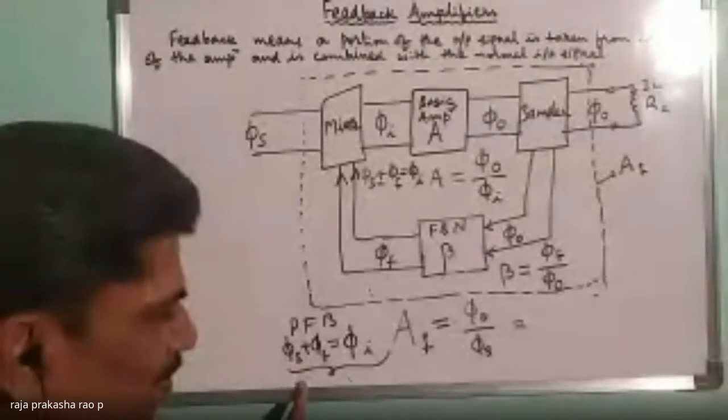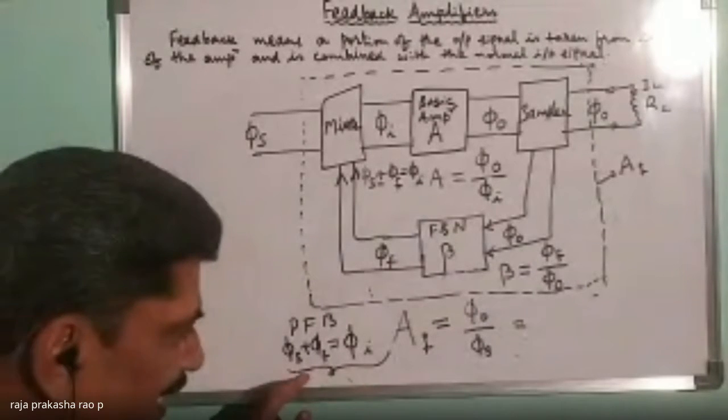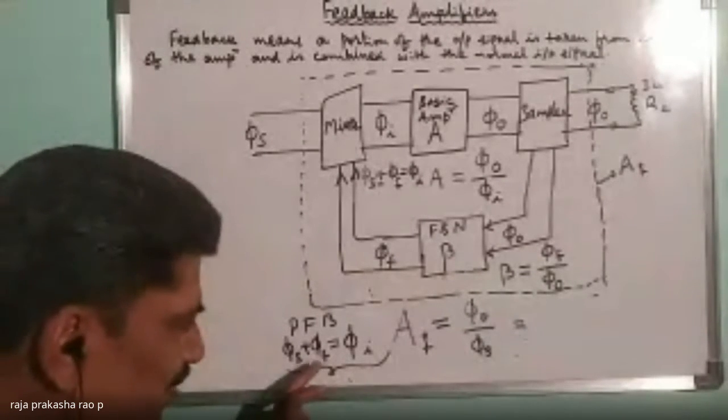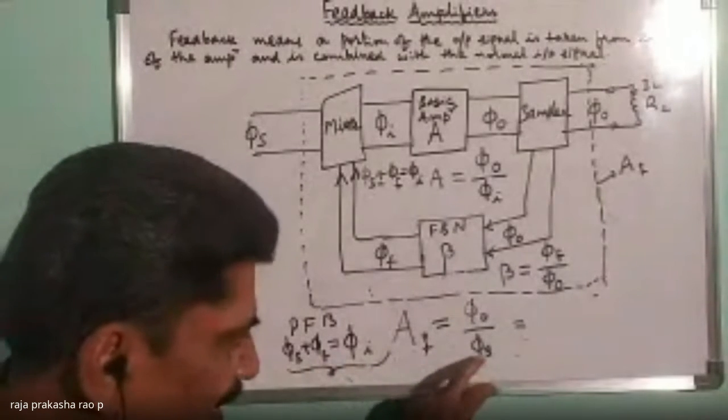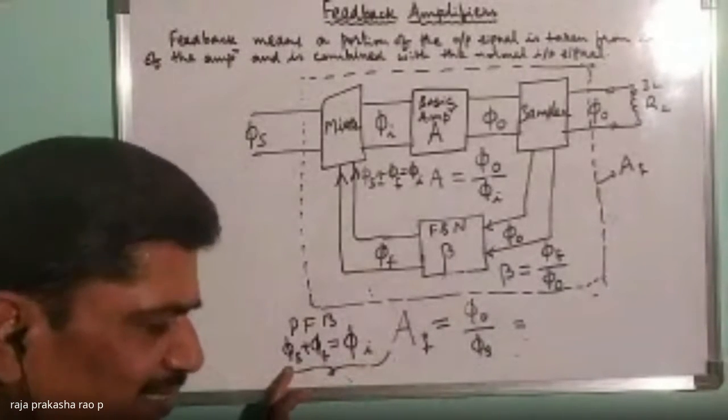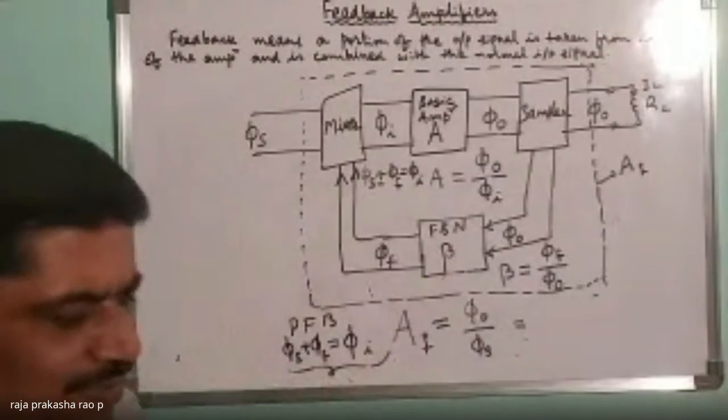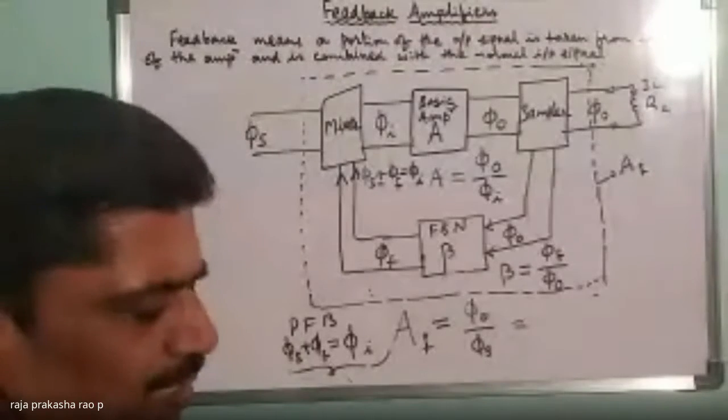Seeing. Tell me, what is phi s? Output, sir. Yes, from this equation phi s can be found, no? Phi s plus phi f is equal to phi I. I want phi s now to substitute here. From here, what is phi s? Phi i minus phi f. Right? Yes, sir.